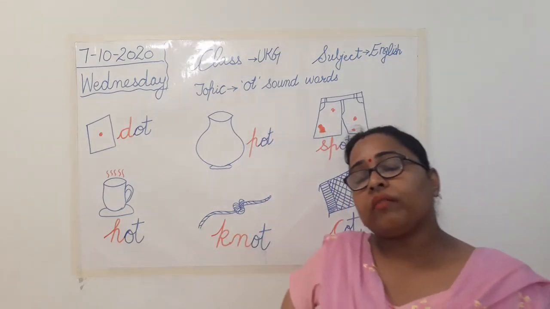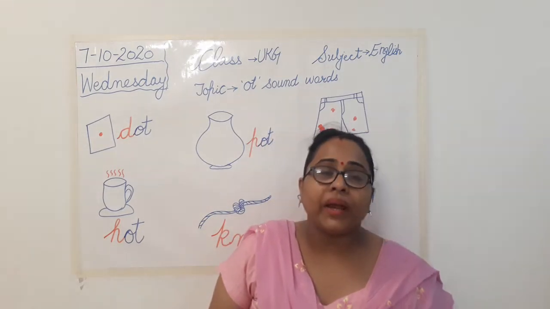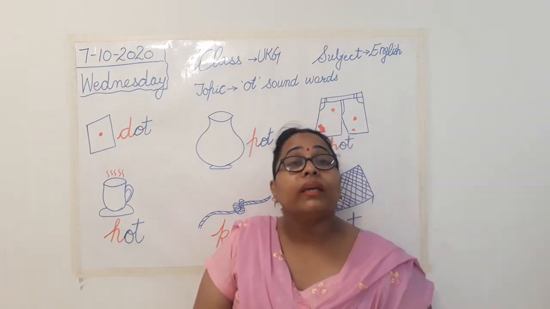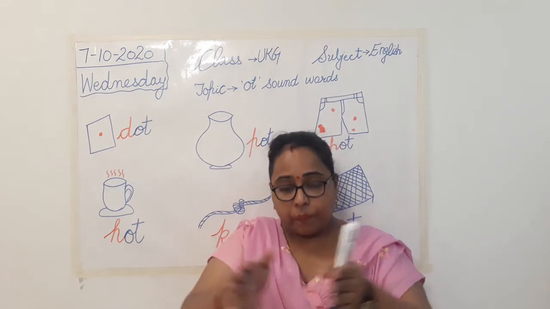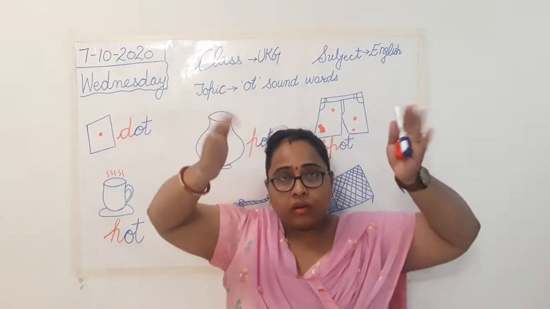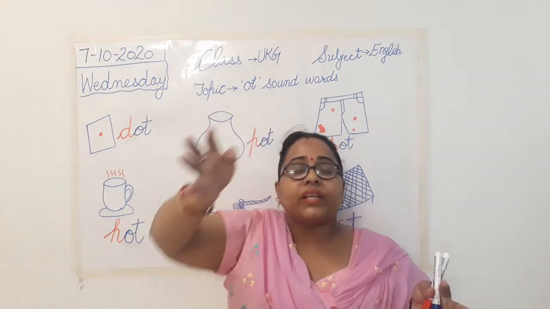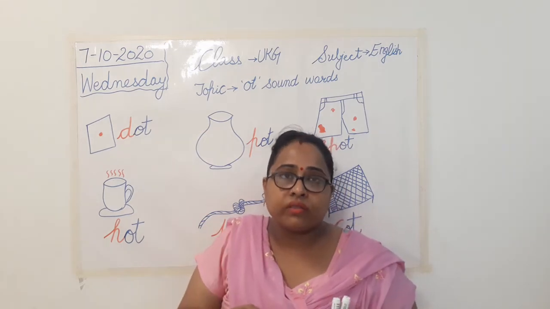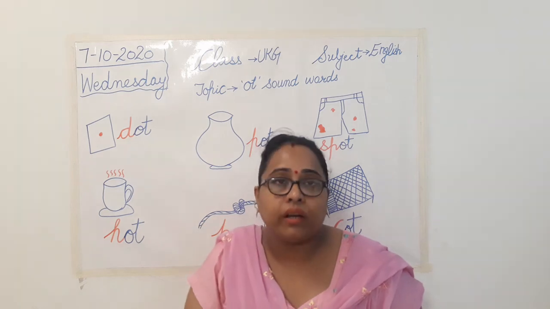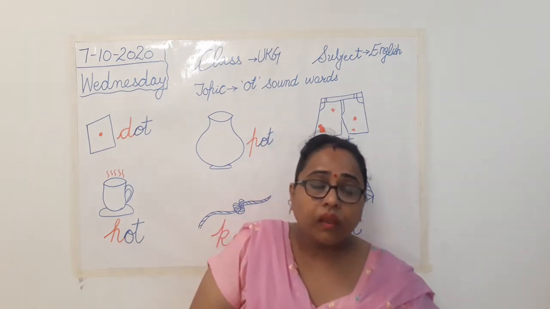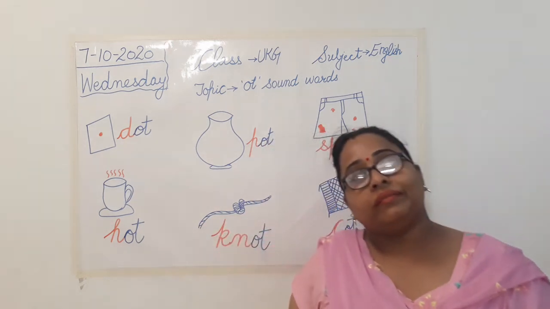Second, cot, which we can refer to here, is a small bed which is specially made for kids or you can say small newborn babies. You have seen a bed which has walls created on all sides using wooden rods. Wooden rods are put on all sides so that the child might not fall down. Clear? So that is also called cot.